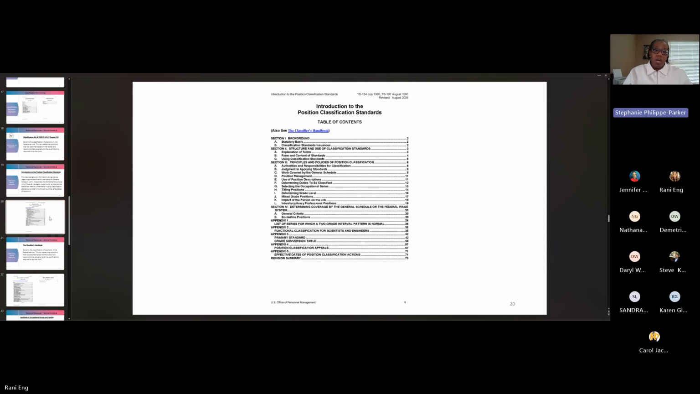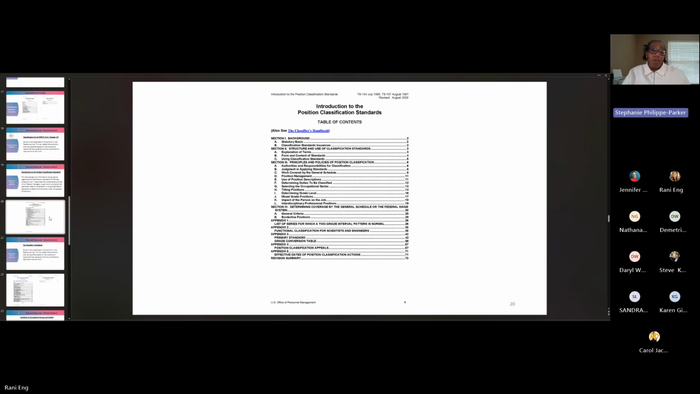So here we have the table of contents for the introduction to the classification standard. As you can see, it goes in depth about a lot of different topics, such as classification appeals, the primary standard, two-grade interval positions, and so on. While all these things are important and may be unfamiliar to you, they have a lot of content in there that is truly helpful. And it may be a little bit foreign sometimes, reading through a lot of this information. We won't get into it today, may touch on some of these things, but all of it is equally important as we learn how to properly classify a position.